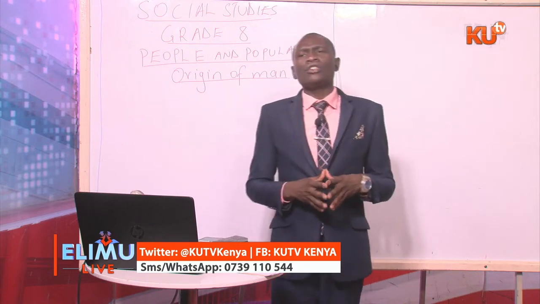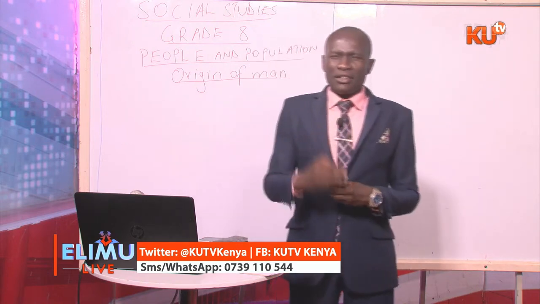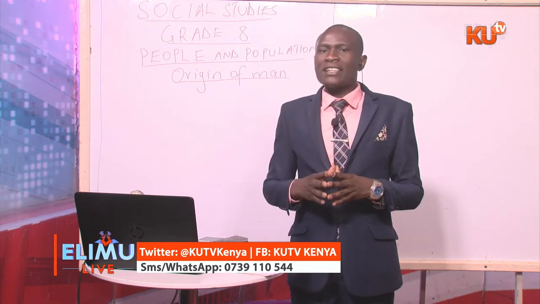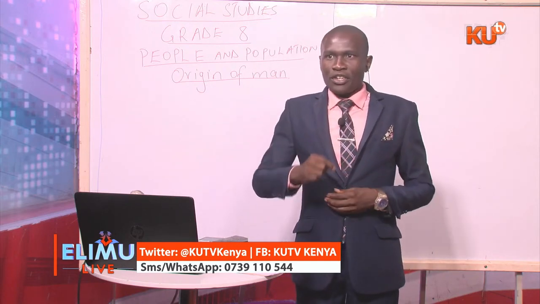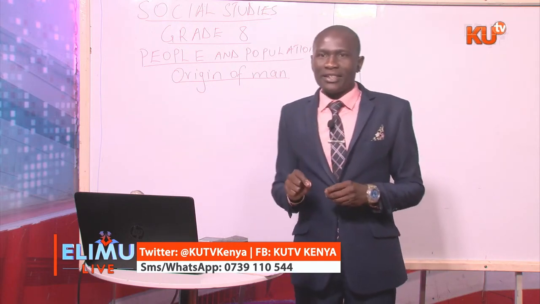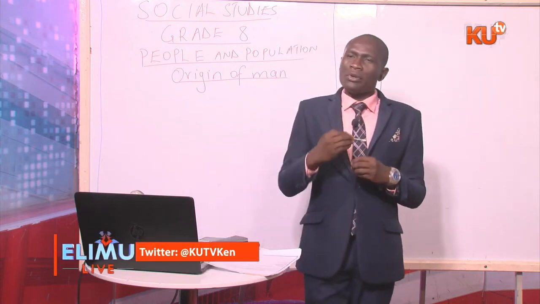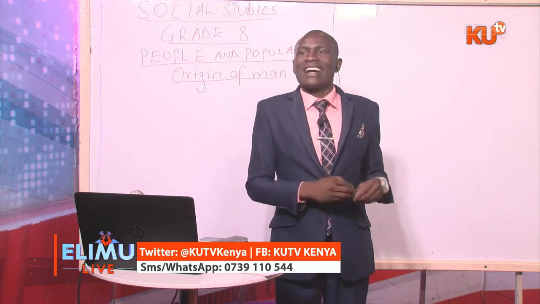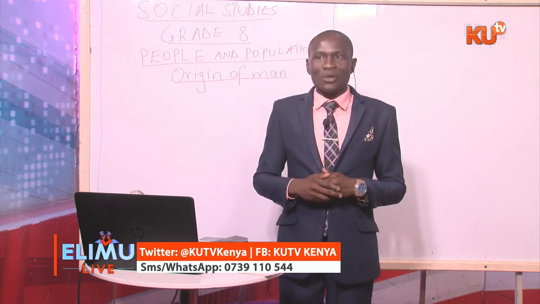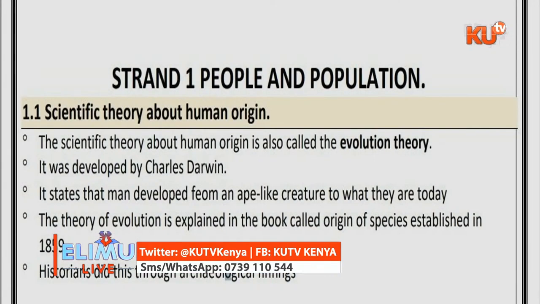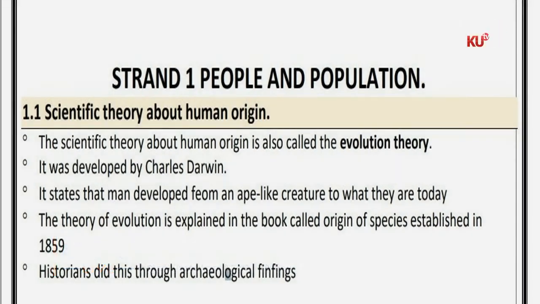Now, the origin of man. All of us believe that there is a place that you came from. If we use the scientific theory, if you use the mythical theory, we will be looking at where you believe your first person, your first ancestors, originated from. And also we'll be looking at what are the stages of human development. So the scientific theory about human origin is what we'll be handling in today's lesson.